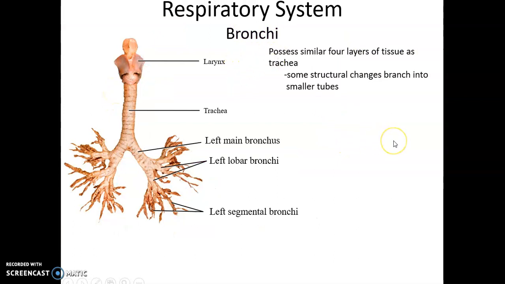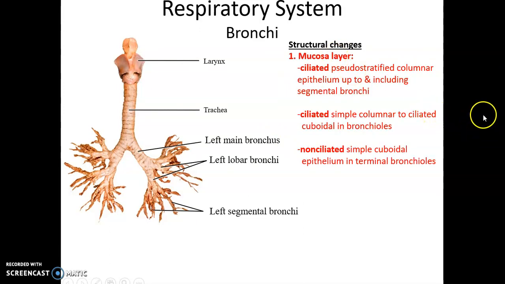So the bronchi are structurally similar to the trachea. So they have the same 4 layers of tissue as the trachea possesses. However, the bronchi do have structural changes that occur as they become smaller and smaller.